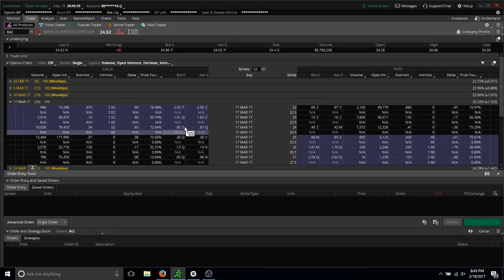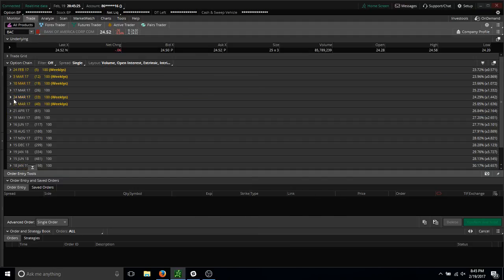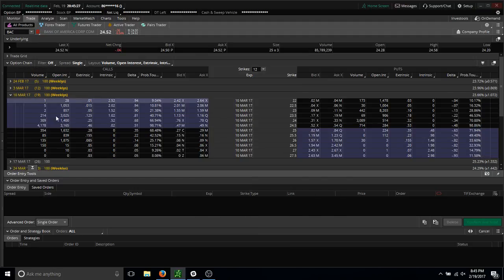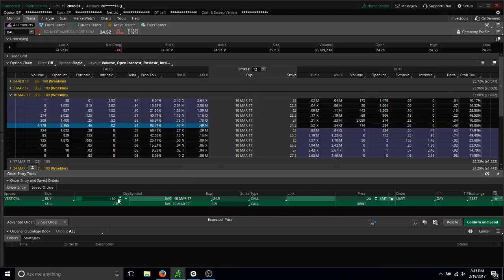so we'll go out here and we'll just do this. So 24. We'll go here. 24.5 vertical. One contract size. We'll do 26.5. $2 wide spread. 43.